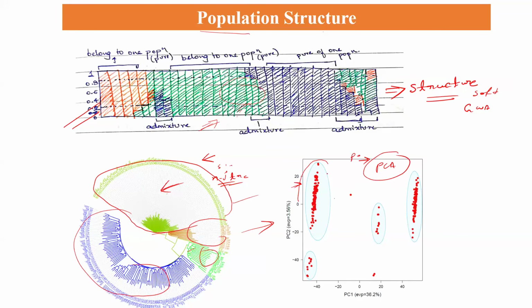Here you can see this is population structure one, this is two, this is three, and this is four. And these are the admixture. Here you should know the Q matrix and the K matrix. This is most important; sometimes this question comes up in SRF: what is the meaning of the Q matrix and what is the meaning of the K matrix?